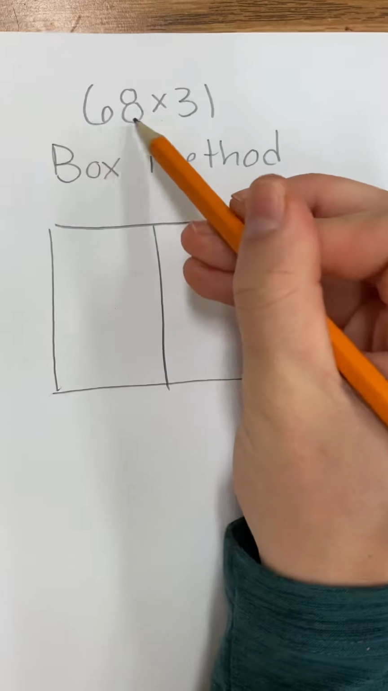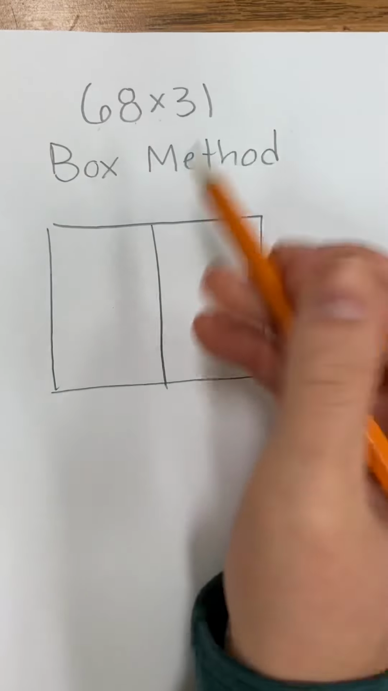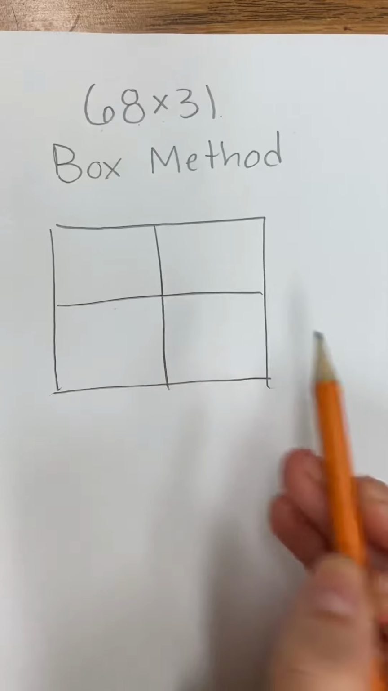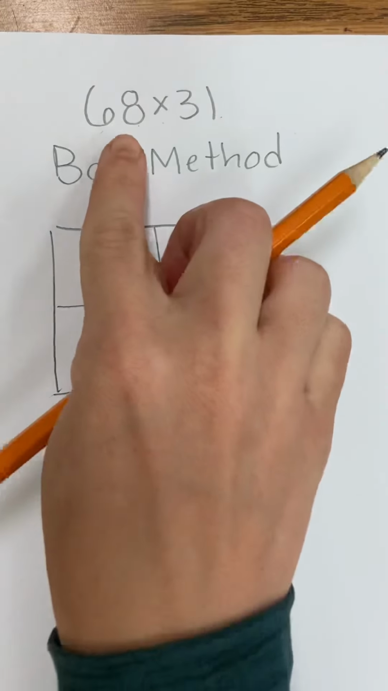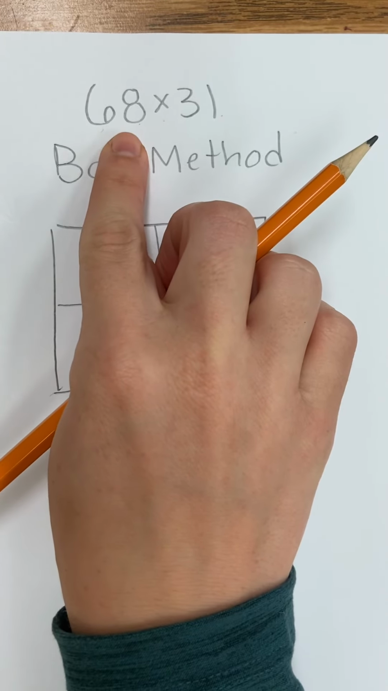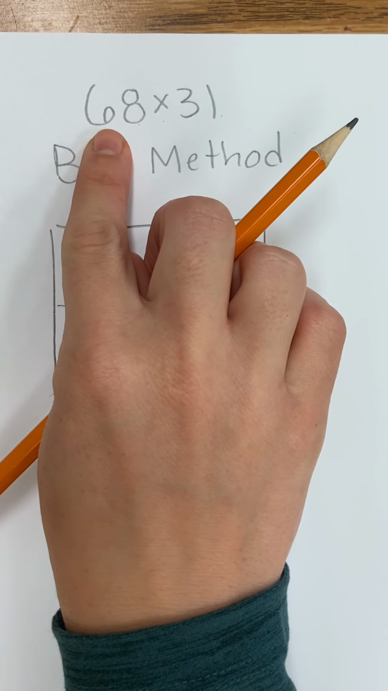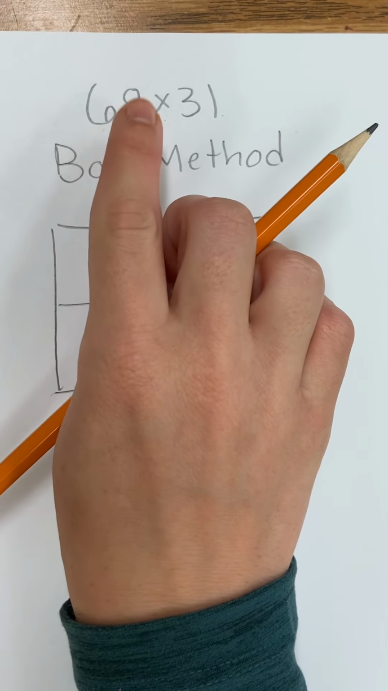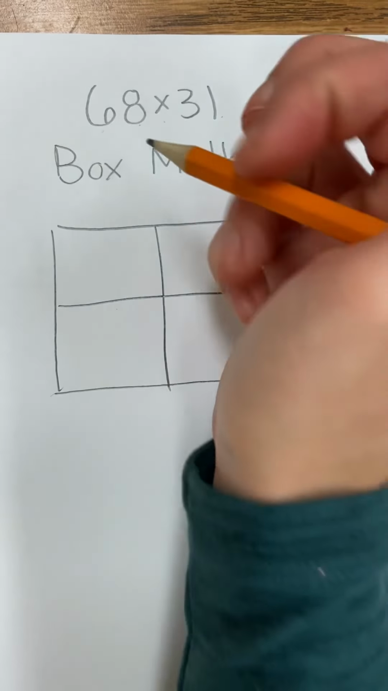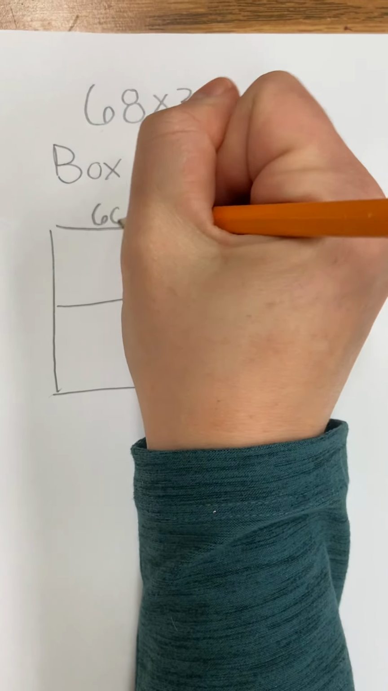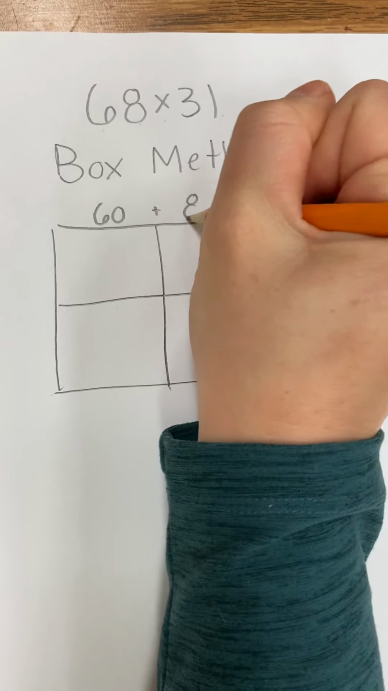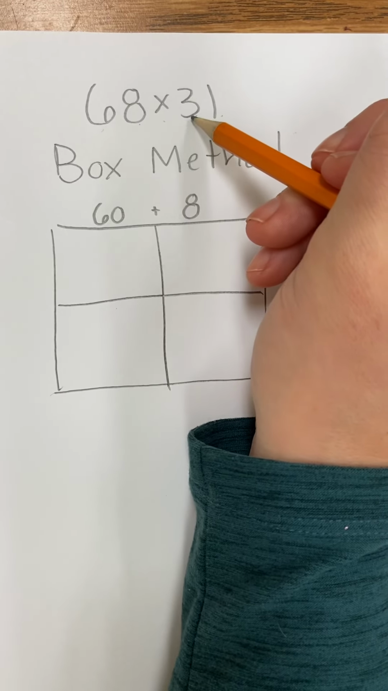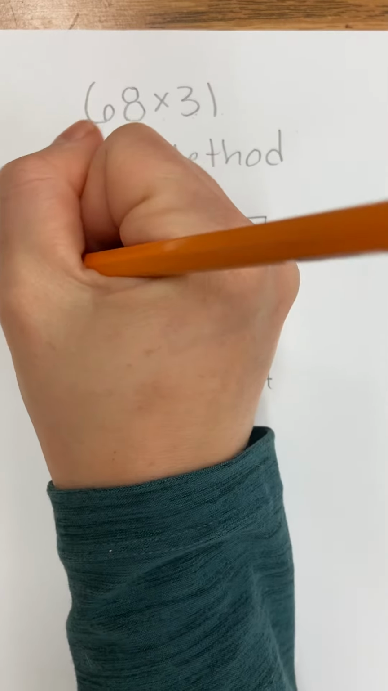All right, I have a 2-digit number times a 2-digit number, so I need to have 4 boxes. I'm going to separate my two numbers into their place value, so expanded form, as we call it in 4th grade. So we need to expand out 68. 68 is going to be 60 plus 8. I'm going to do the same for 31. 31 in expanded form is 30 plus 1.